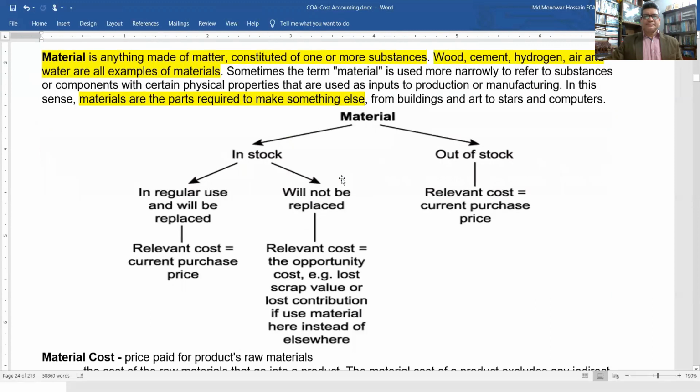So material in stock, in regular use and will be replaced, means the relevant cost is the current purchase price. If it will not be used, the relevant cost is the opportunity cost, that is, the lost scrap value or lost contribution if you use the material elsewhere. If out of stock, the relevant cost equals the current purchase price.